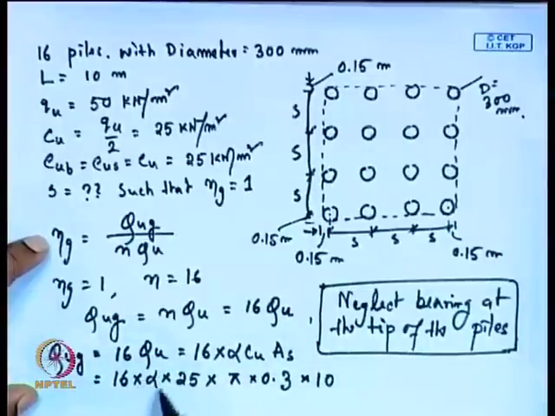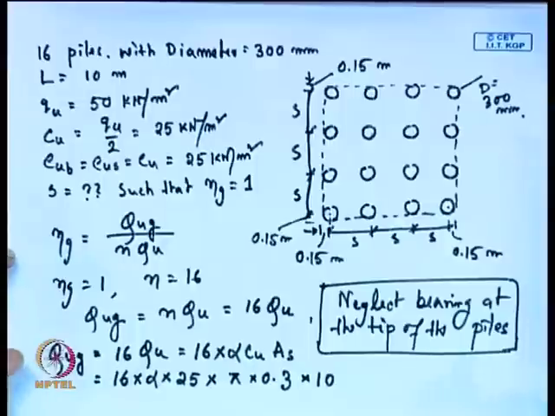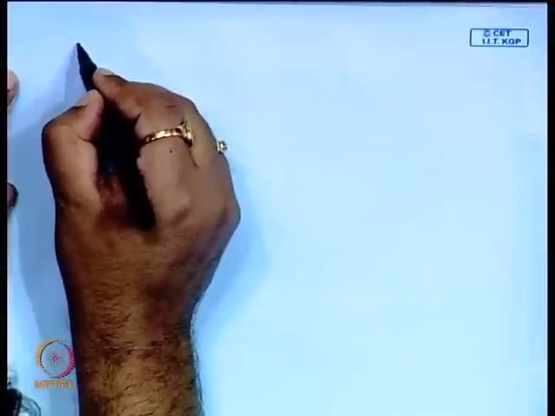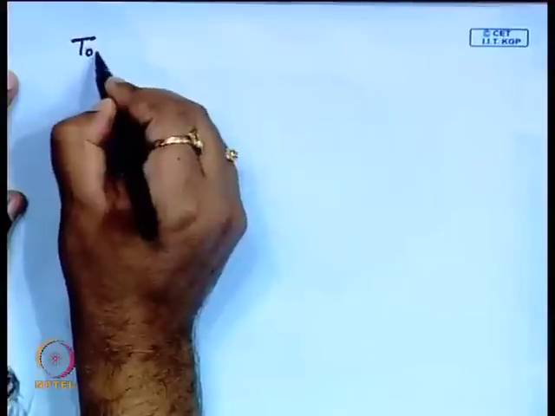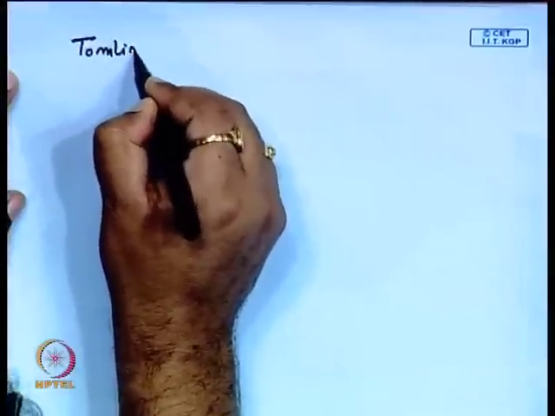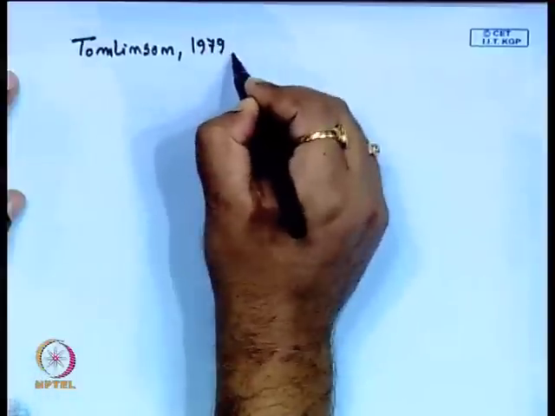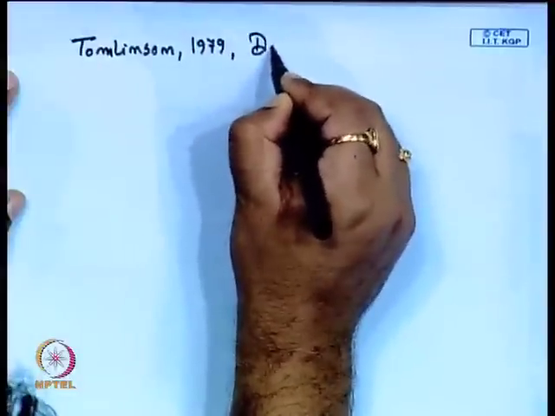One thing, this alpha you have to calculate. In the last class I gave one chart, a table, on how to calculate this alpha value. Now, based on this C_u value, I am giving you another figure by which we can determine the value of alpha. That figure is proposed by Tomlinson in '79, and this is for the driven pile.